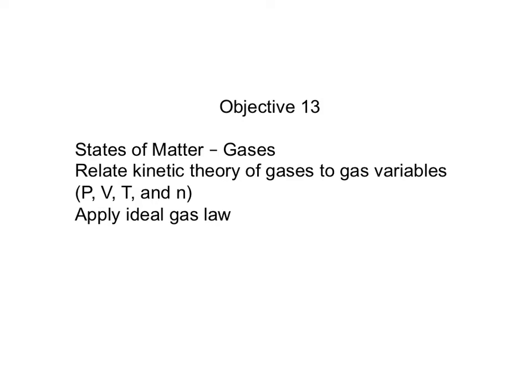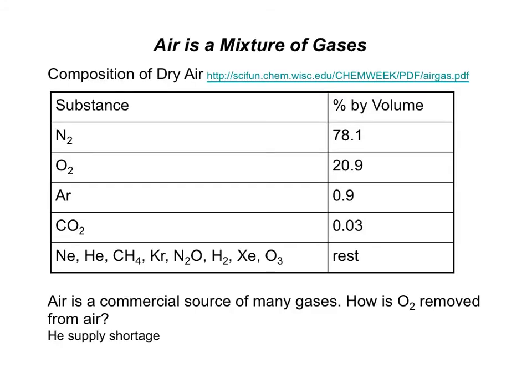In the previous video, we looked at pure gases. What happens when you have a mixture of gases? Air is mostly nitrogen. We use oxygen in respiration. Note that carbon dioxide is about 0.04% now. Air is the source for oxygen.